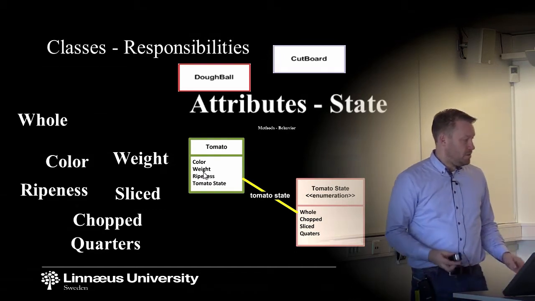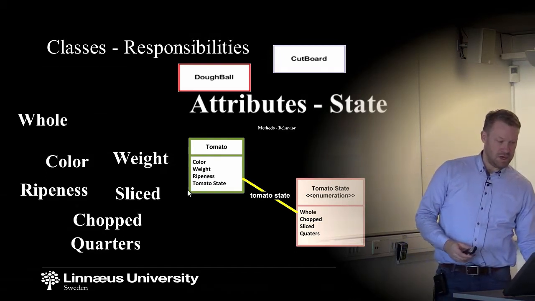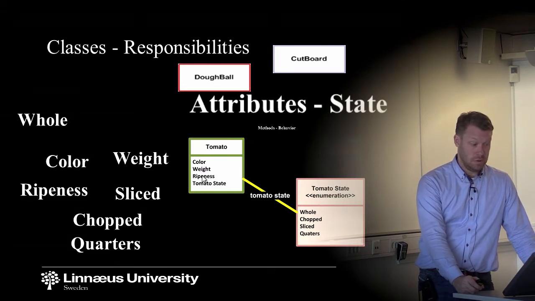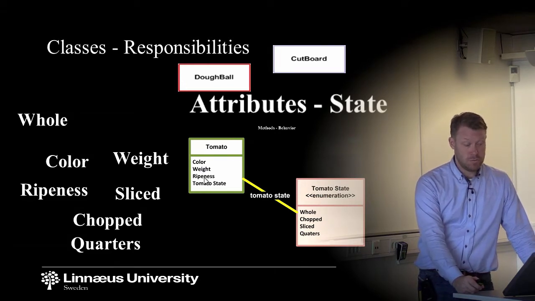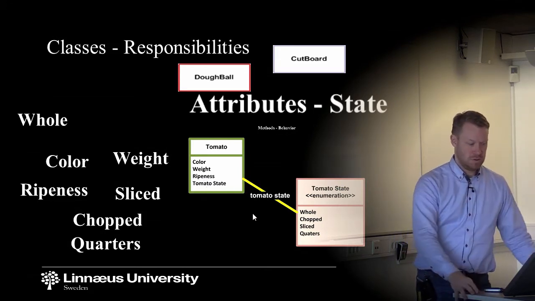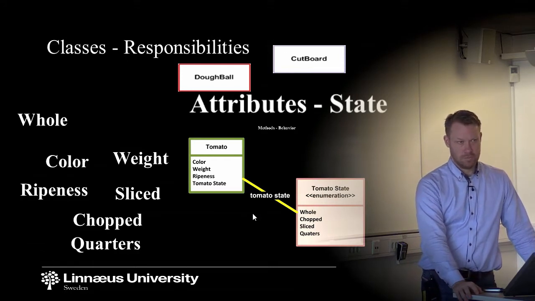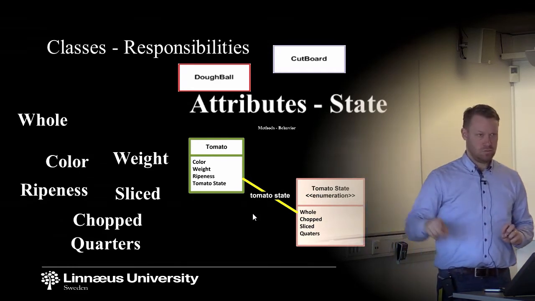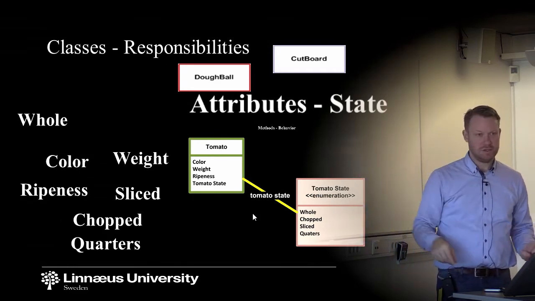But this translates into what you see here. Color, weight, ripeness, tomato states. These are, well, responsibilities in terms of the attributes. For all tomato objects, we'll have a color, a weight, some state of ripeness, and some state of whether it's chopped, whole, sliced, or quartered. So any tomato object can take on that combination of state.